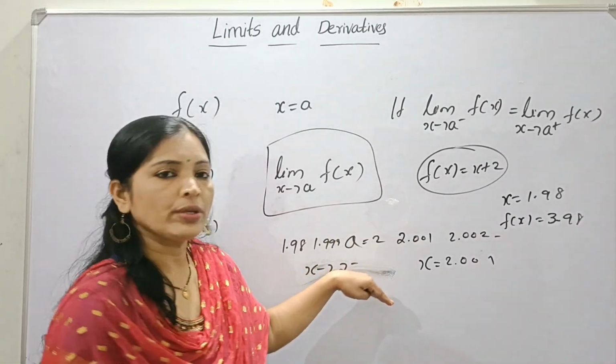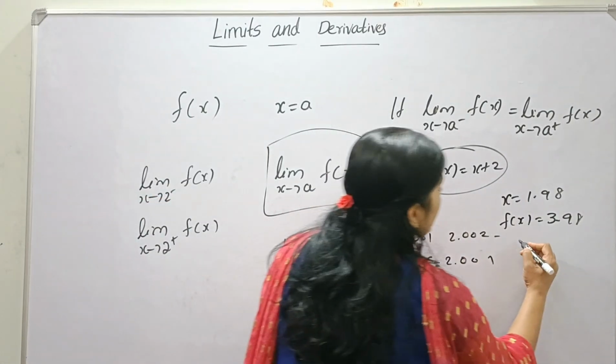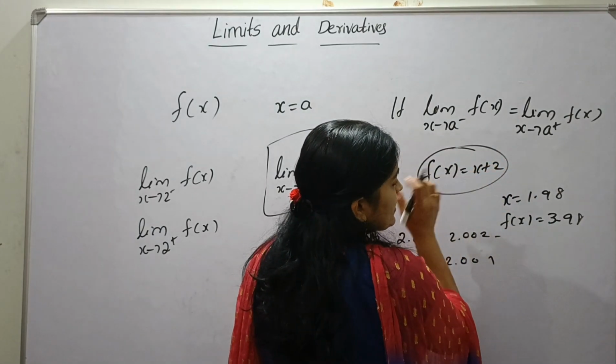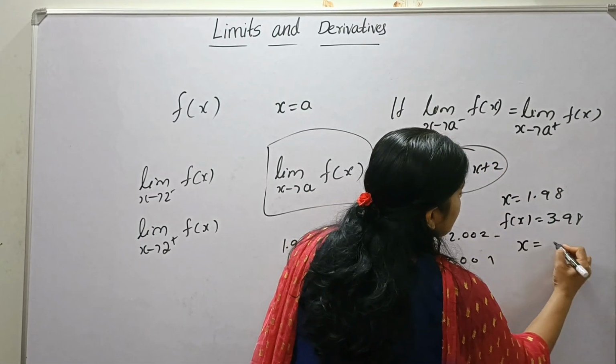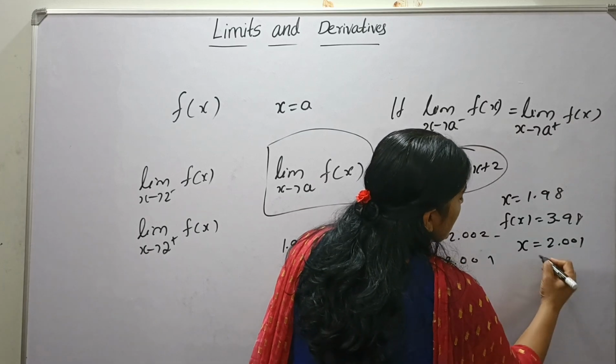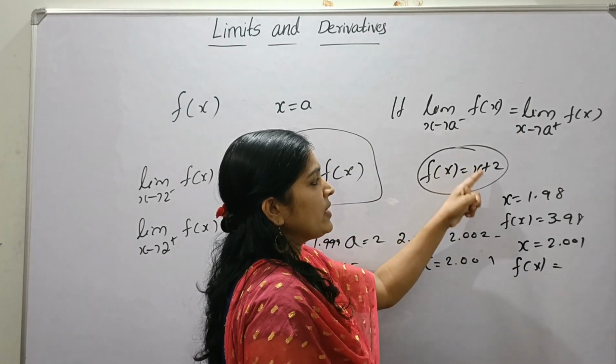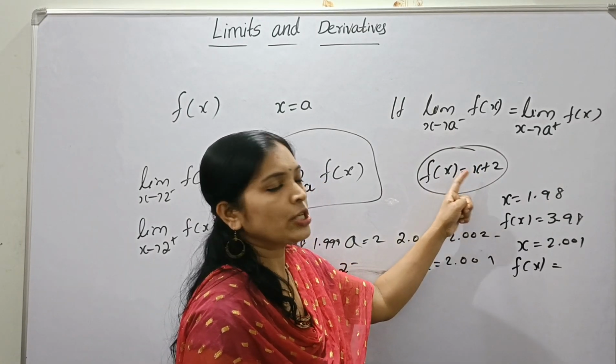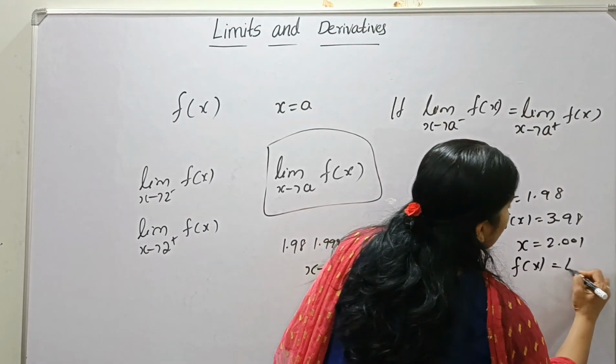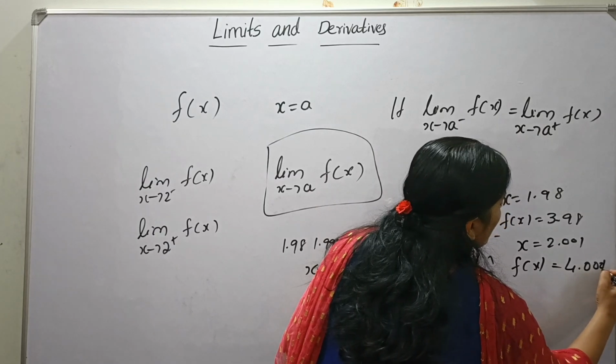So right side of it, 2. Okay, so here our function is f of x is equal to x plus 2. When x is equal to 2.001, then what is f of x? Okay, 2.001, substitute x is equal to 2.001. So we will get 4.001.